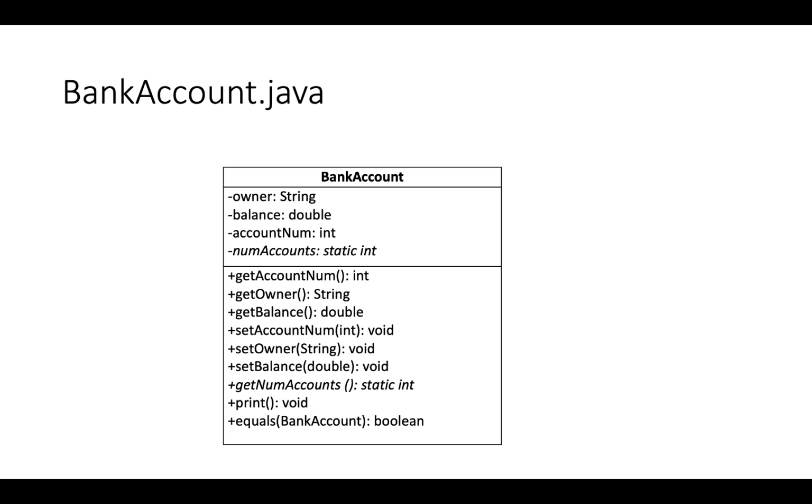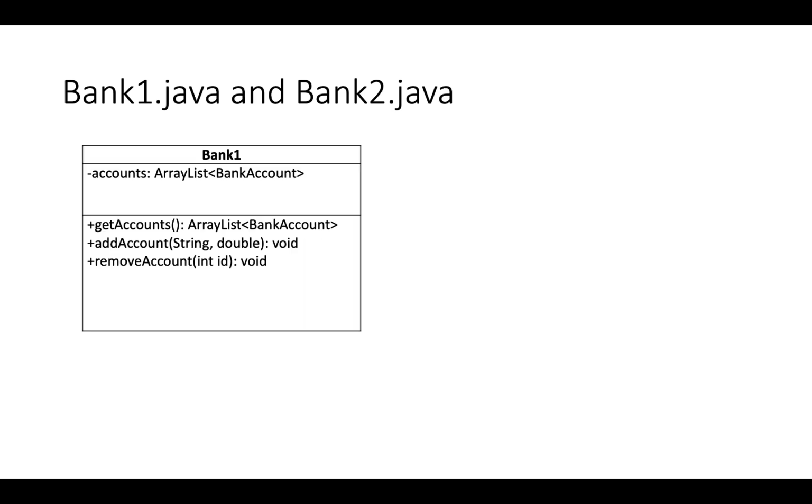In this video, we are going to be storing a collection of bank accounts in a class named Bank. We're actually going to do this twice. We're going to implement Bank1.java and then later Bank2.java. The only difference between these two classes will be the type that we're using to store a collection of bank accounts. We'll first observe Bank1.java.